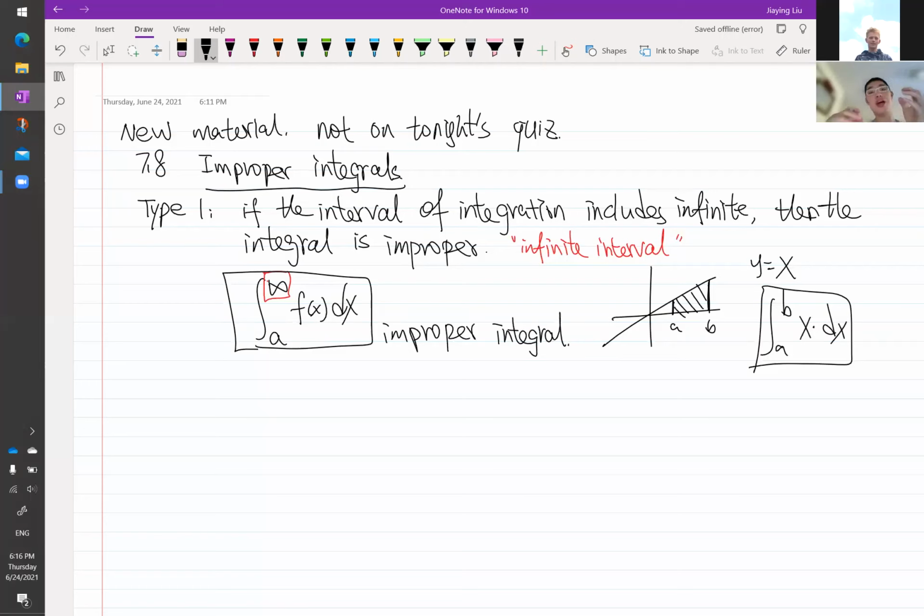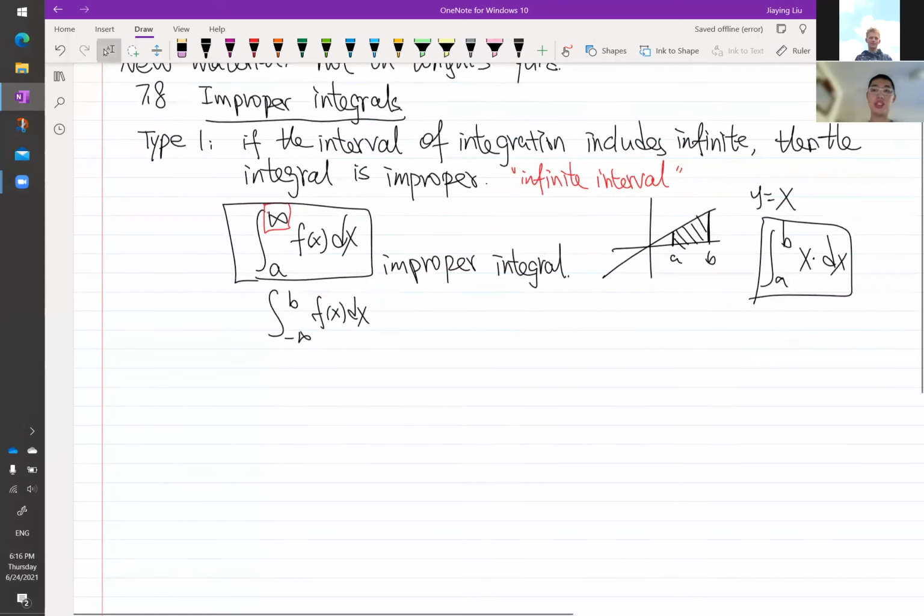It could also be the lower bound, going from negative infinity to some number. It doesn't have to go all the way to positive infinity. So you could also have, let's say, the integral from negative infinity to b of f of x dx, where b is a constant. So that's the first case.